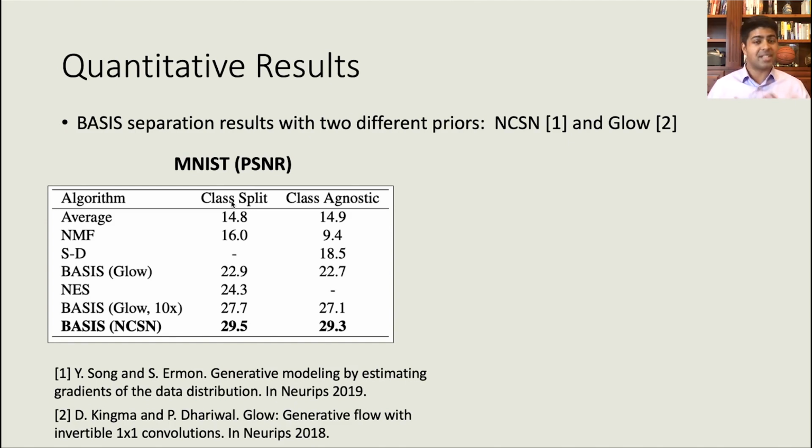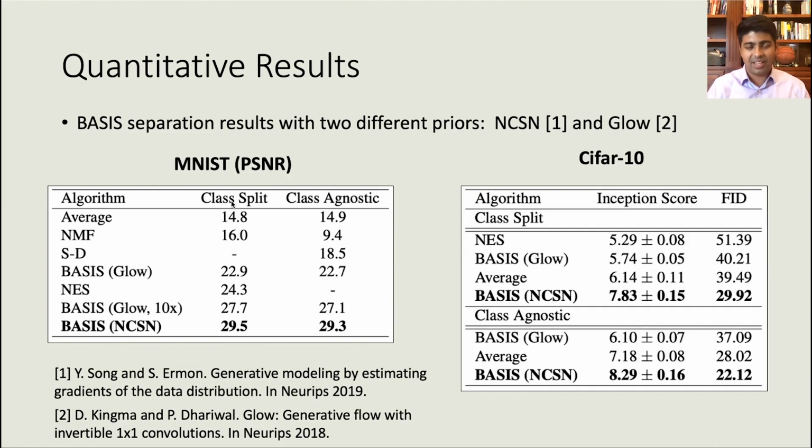This is denoted by GLOW 10x in the table, and it outperforms a single optimization of the GLOW model. So this shows that in some cases, models which provide an explicit estimate of the likelihood, like GLOW, can be more advantageous than models like NCSN, which only provide an estimate of the gradient of the likelihood distribution. In this second case, we're showing inception and FID scores for CIFAR10. Again, you can see that we outperform several baselines. For more details on these experiments, you can feel free to check out our paper.